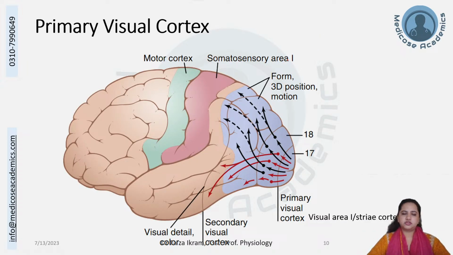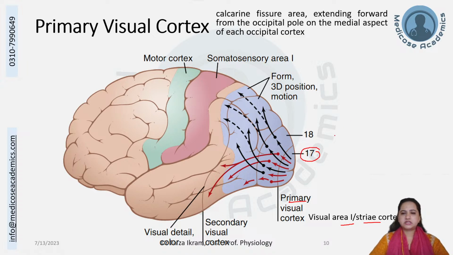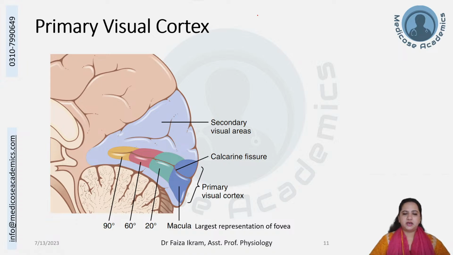Once the message reaches the visual cortex, what the visual cortex is, where is it found? So primary visual cortex, also known as visual area 1 or striate cortex because of the multiple striae to increase surface area over here. Brodmann area classification you can see over here is 17. It is found in the occipital lobe, calcarine fissure area, and it moves forward on the medial aspect of each occipital cortex. In front of it is the visual association area.